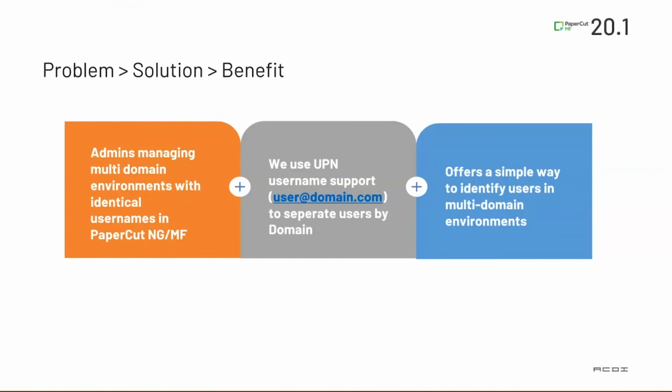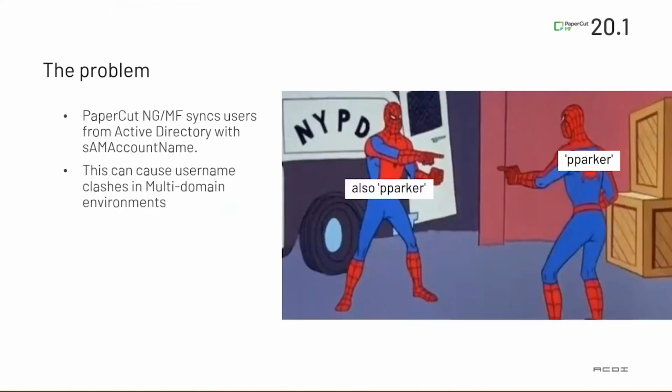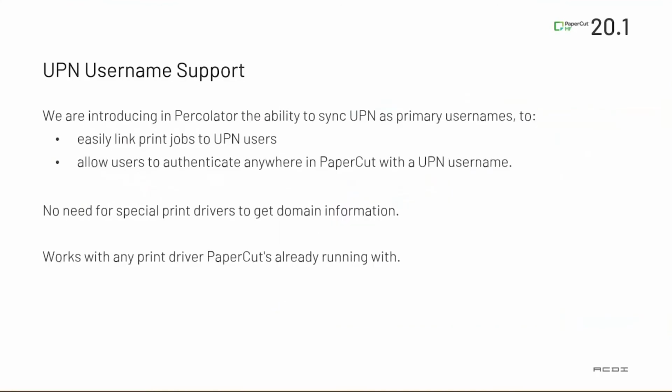So what does this do? Well, it offers a really simple way to identify users and which domain they belong to. This phenomenon happens quite frequently with larger companies that buy other companies while keeping the technical infrastructure the same. So you may encounter a P. Parker in both domains, and PaperCut typically would join them together as one user. In many cases, we want those users to be separate, and UPN username support is the answer to that. No special drivers are needed. It's all handled within the PaperCut interface now.